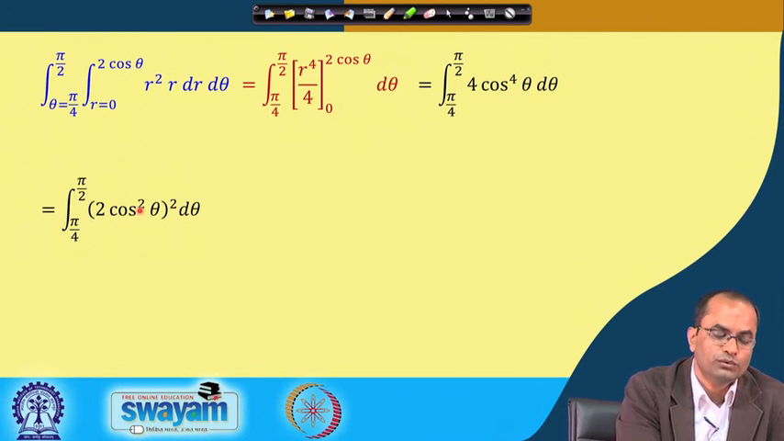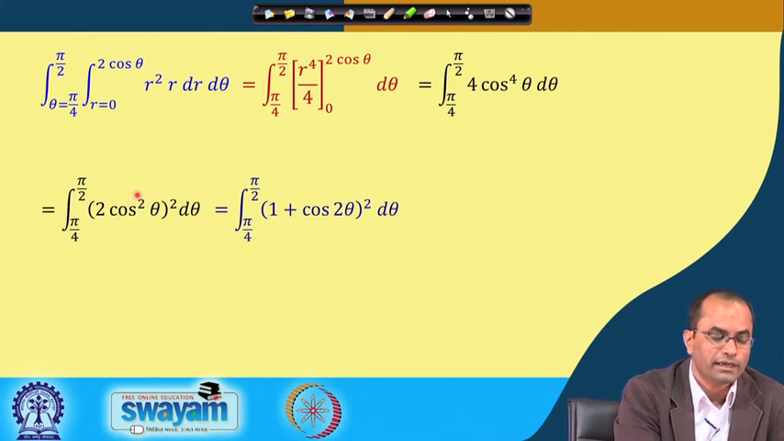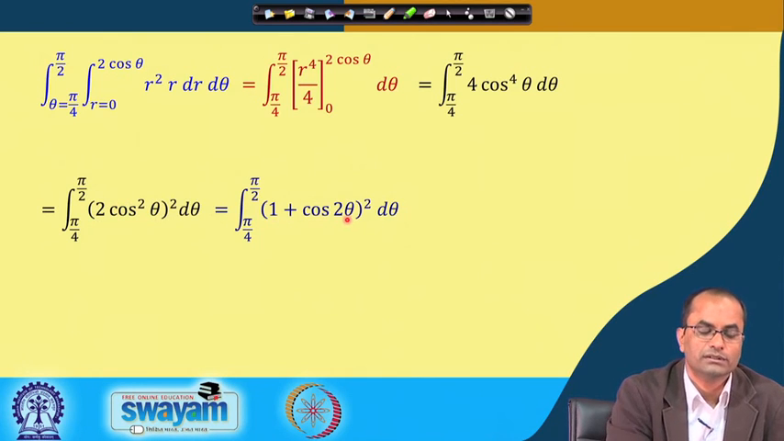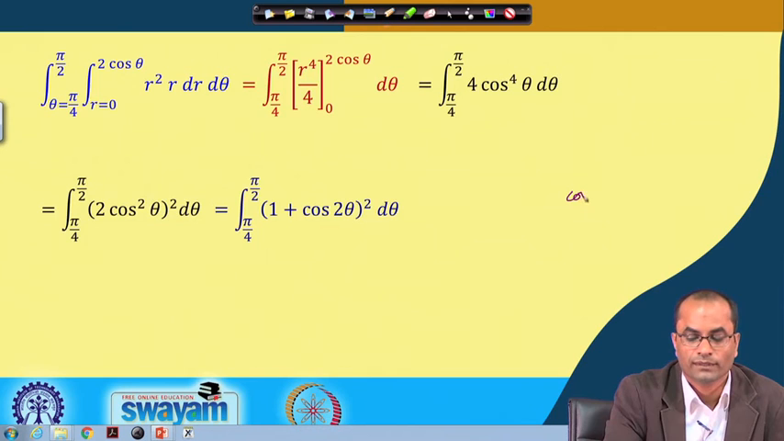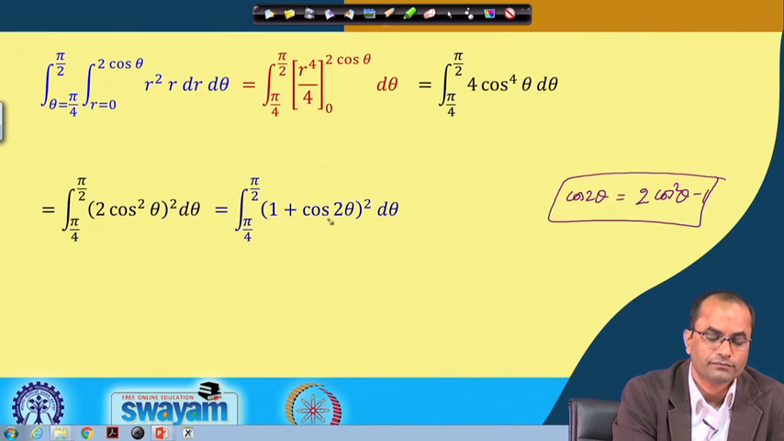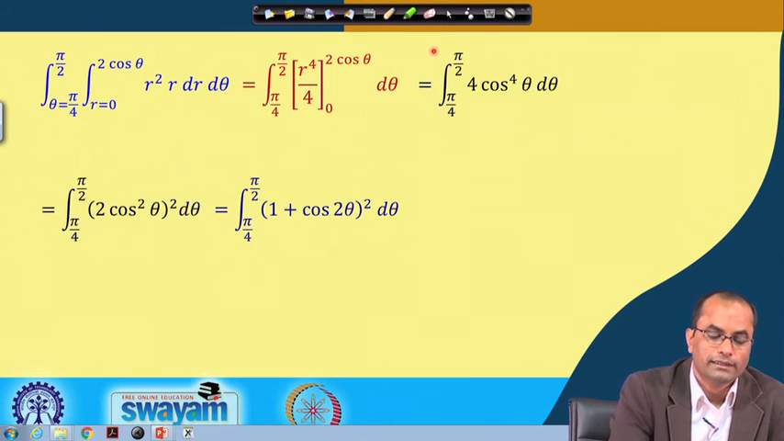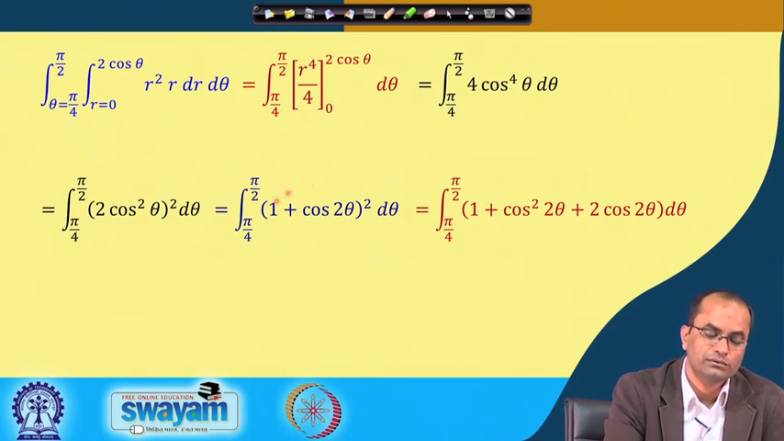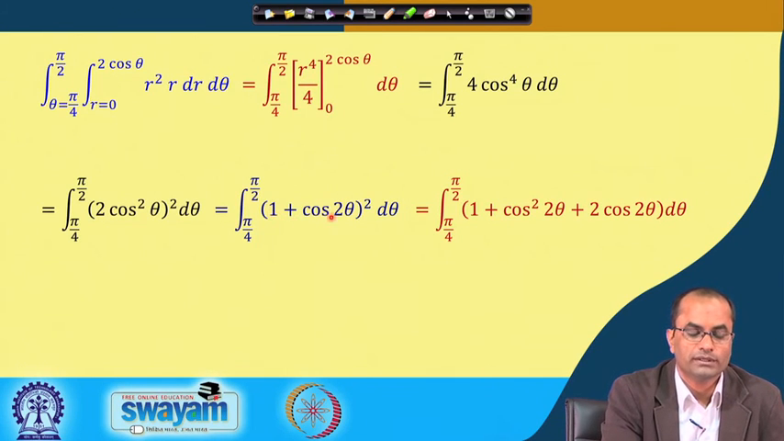So, we have written 2 cos square theta whole square, and 2 cos square theta we can convert into the 2 theta form. So, 2 cos square theta will be 1 plus cos 2 theta, by the relation that cos 2 theta is nothing but 2 cos square theta minus 1. With this relation we have converted into the 2 theta angle, and then we have to simplify further: 1 plus cos square 2 theta, the whole square, and 2 times the product, so 2 times cos 2 theta.